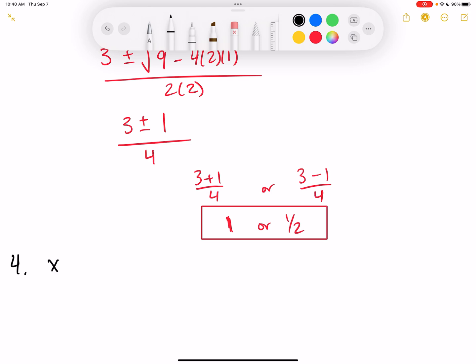So x squared minus 8x equals negative 15. Basically, we're going to get this all on one side, and we're going to put it in our calculator to graph it.